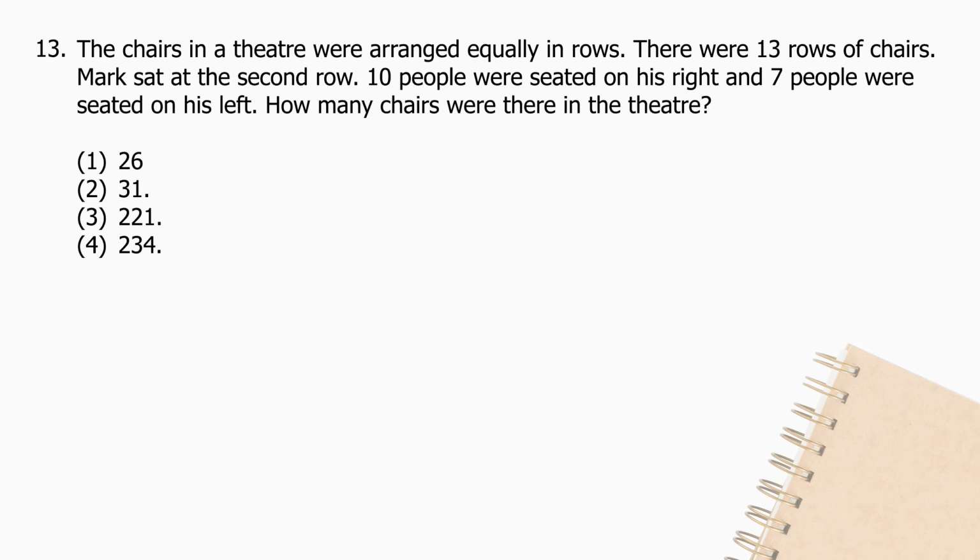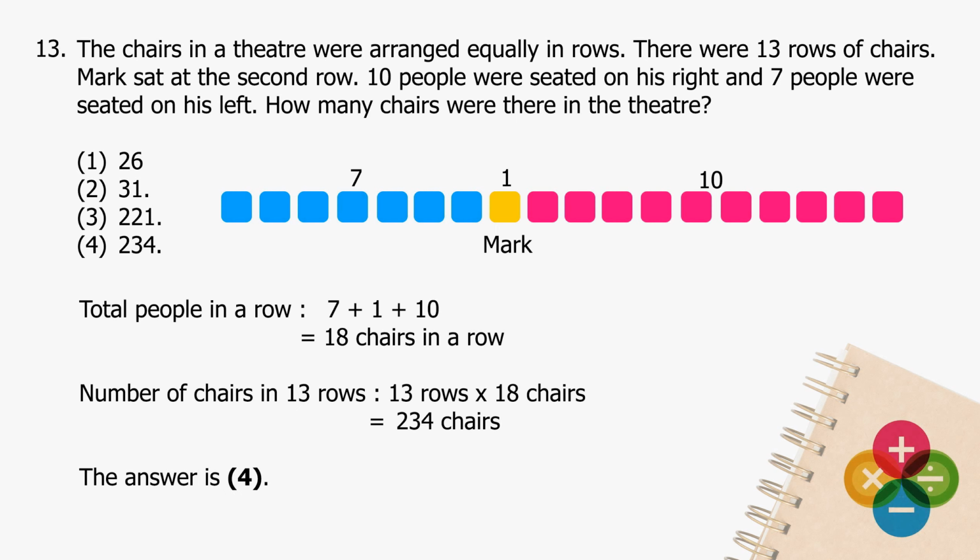Question 13. The chairs in a theater were arranged equally in rows. There were 13 rows of chairs. Mark sat at the second row. 10 people were seated on his right, and 7 people were seated on his left. How many chairs were there in the theater? There will be 18 people sitting in a row including Mark. There are 13 rows in the theater. Take 13 multiplied by 18. There will be a total of 234 chairs in the theater. The answer is 4.